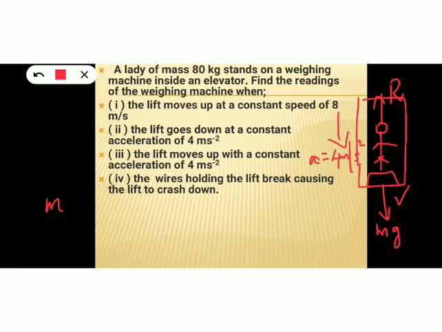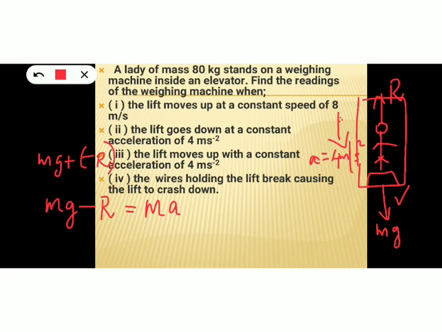So mg will be dominating. The lift goes down, so mg minus the reaction force R, because the net force acting along the vertical direction will be mg minus R. mg and R are acting in opposite directions. So when we combine these two forces, we can write mg minus R, equal to the external force. The external force is acting in the downward direction, and that is ma.